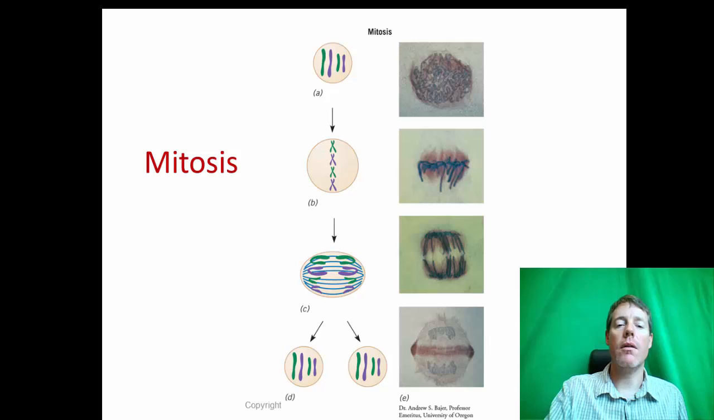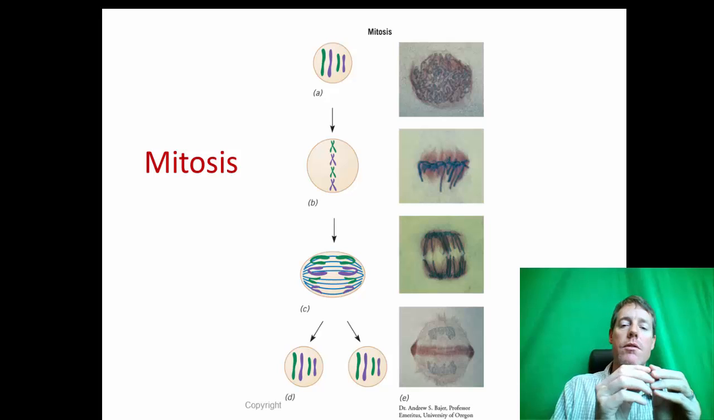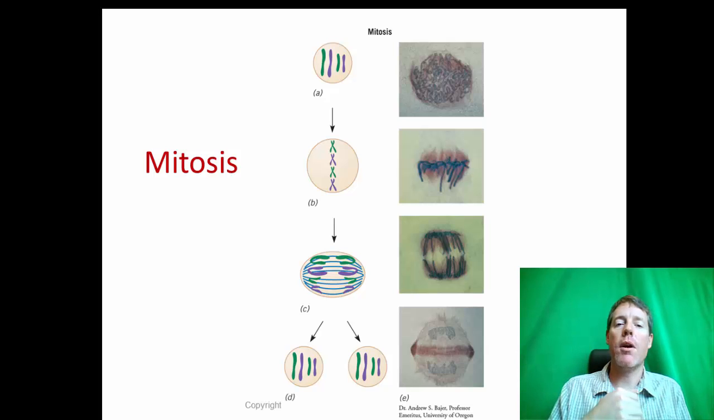So notice that each copy of each chromosome has formed a sister copy, and it's those sisters, those are identical copies of the same chromosome, that are going to migrate into opposite halves of the cell. So at the top, in part A, we have two copies of each chromosome.